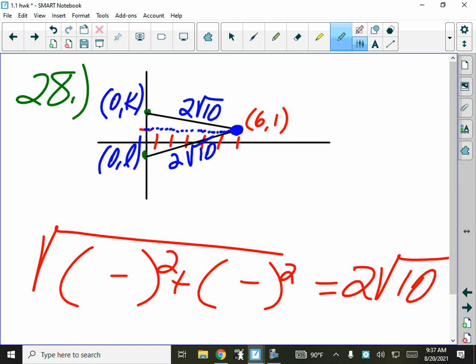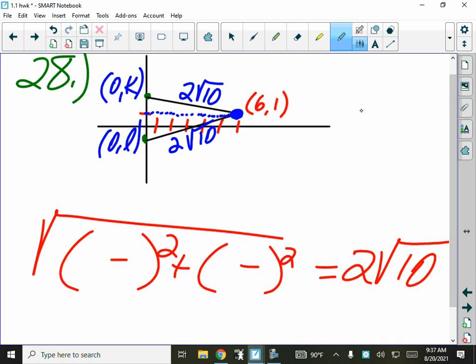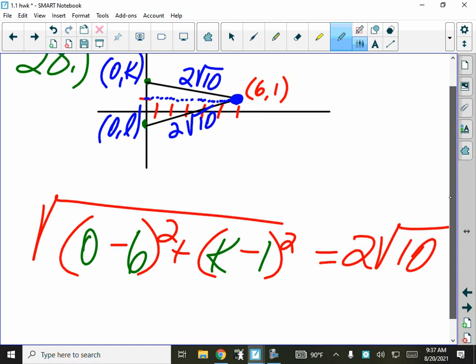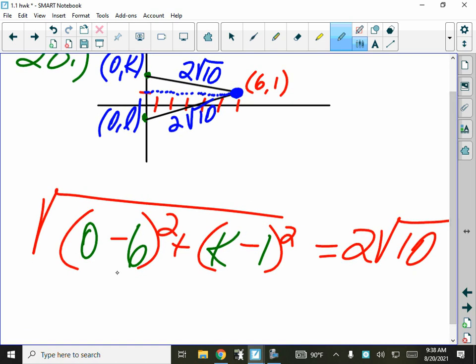Would we plug in 6, 1, and 0? Ding, ding, ding. So now I'll use 0, k and 6, 1. I'm going from 0 to 6, and then k to 1. This problem's going to stink, but I've got to do it this way because I didn't teach you the Pythagorean theorem. So that's -6 squared, which is 36. When I square this, that's k squared minus 2k plus 1.